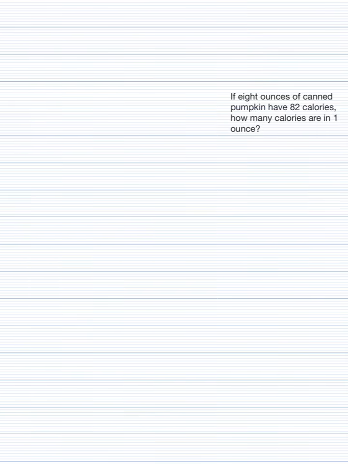And so we can see right off the bat they've already tried to throw us for a loop by putting 8 written out in word form instead of 8 ounces. So we know that we've got a total of 82 calories for all 8 ounces. And so we need to kind of work backwards and find out how many would be in 1 ounce. So I'm going to take my total, 82, and I'm going to divide it up amongst 8 ounces to come up with my quotient, which would be 1 ounce, one of those groups.